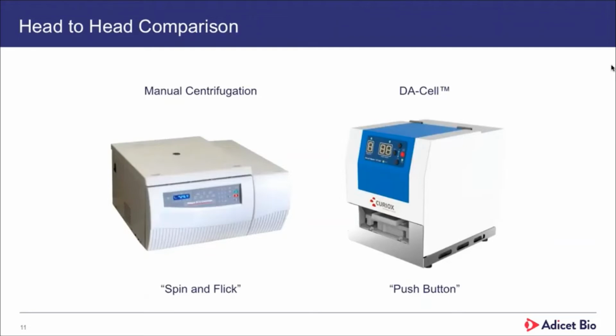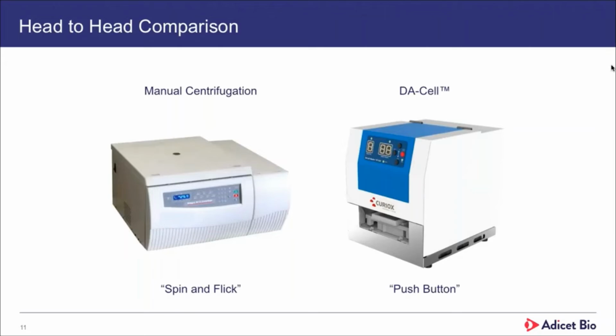How do we compare a manual centrifugation method to this new DA cell? So manual centrifuge procedures are still kind of the standard spin and flick. So add buffer, spin it down, flick off the buffer, resuspend the pellet with addition of buffer, and go through at least 2 rounds or so of the wash procedure. The DA cell, by comparison, is load the plate, push a button, walk away, come back when it's done. Not that you have that much time, because it's only about 2 minutes per wash cycle.